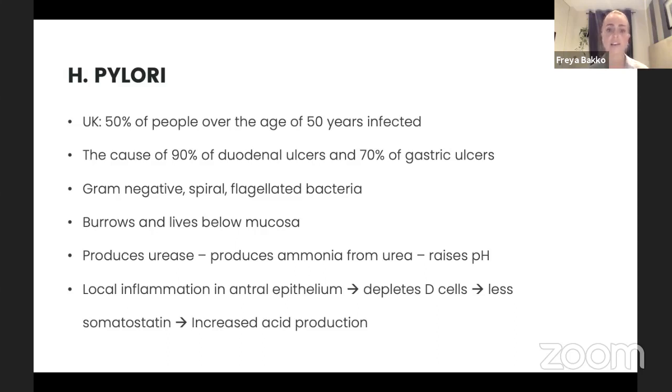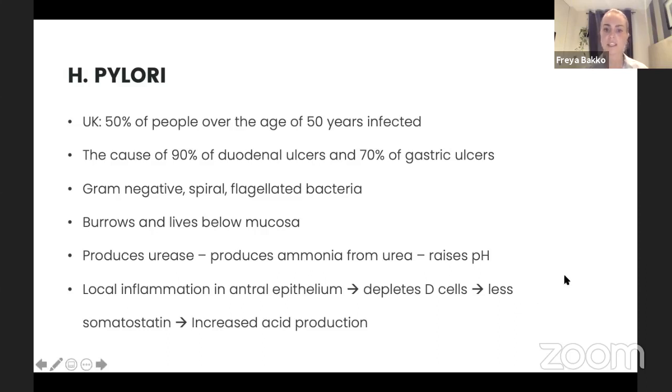So this antral inflammation causes a depletion of the D cells that we mentioned previously, and this means that less somatostatin is produced. Somatostatin inhibits acid production, so if there's less somatostatin, we get more acid production, and this increases inflammation in the stomach.